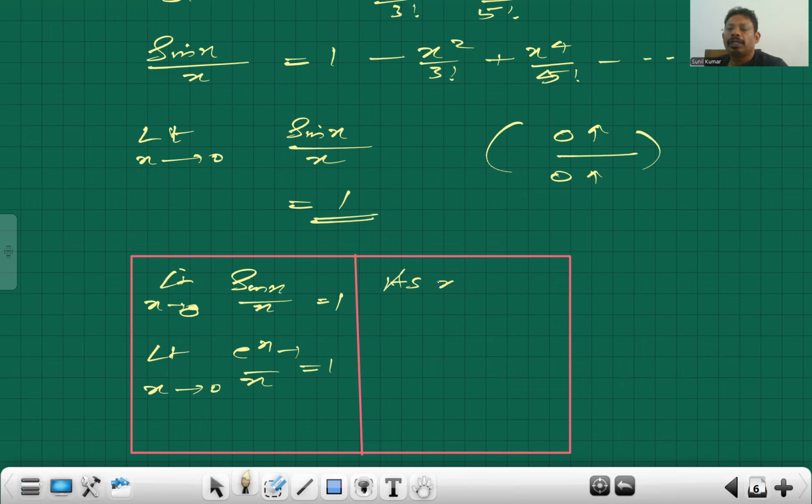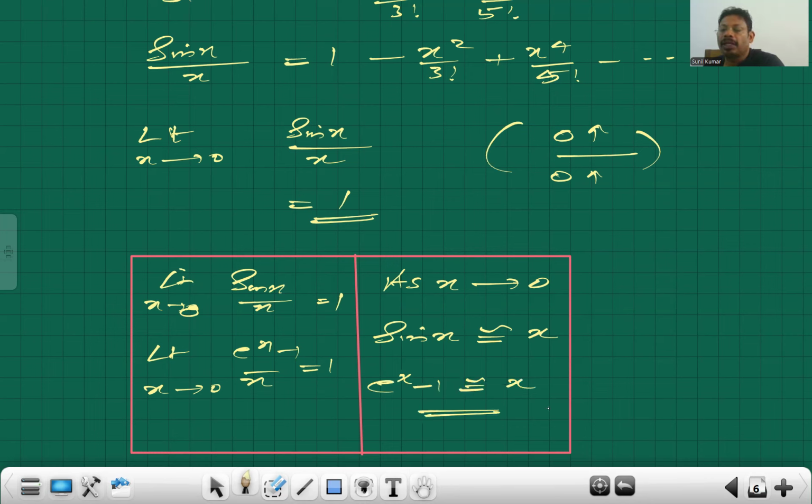So we can say that whenever x is approaching 0, sin x we can replace with x also. This is one of the situations where we will use this. Other complicated cases come at a later stage, and at that time we will give some more ideas. For now you should just remember this: sin x tends to x whenever x approaches 0, and e raised to x minus 1 tends to x. This way we have to remember.